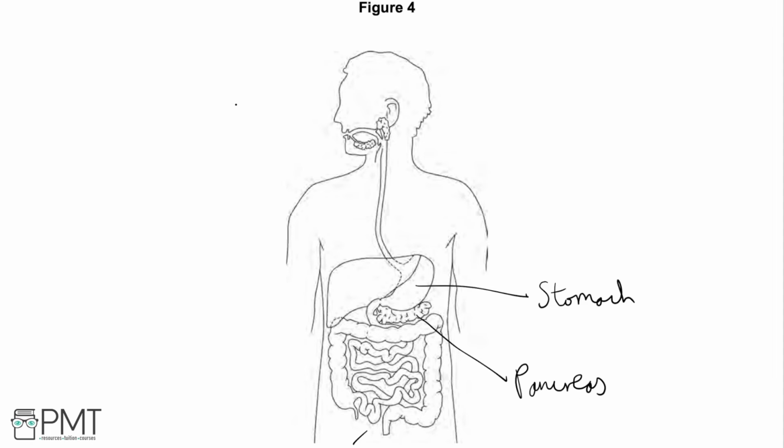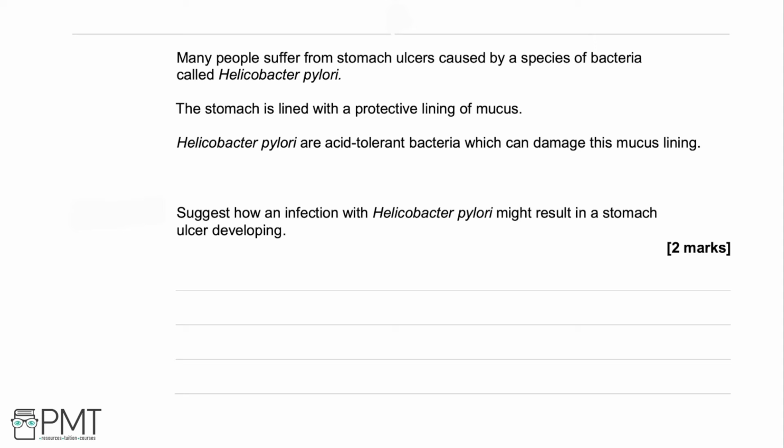Many people suffer from stomach ulcers caused by a species of bacteria called Helicobacter pylori. The stomach is lined with a protective lining of mucus. Helicobacter pylori are acid-tolerant bacteria which can damage this mucus lining. Suggest how an infection with Helicobacter pylori might result in a stomach ulcer developing. Well, an ulcer is a damage to the stomach lining, where the acid of the stomach damages the cells. Well, normally in the stomach when pathogens enter, they are killed by acid. So these bacteria are not. And this is what allows them to be damaging. This is our first point.